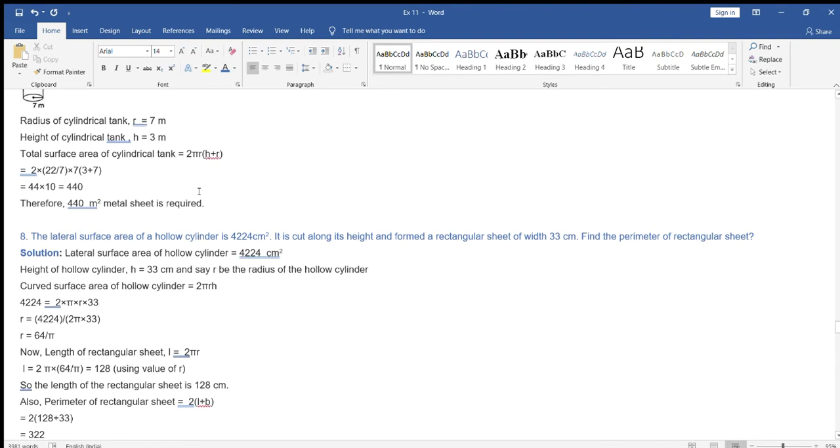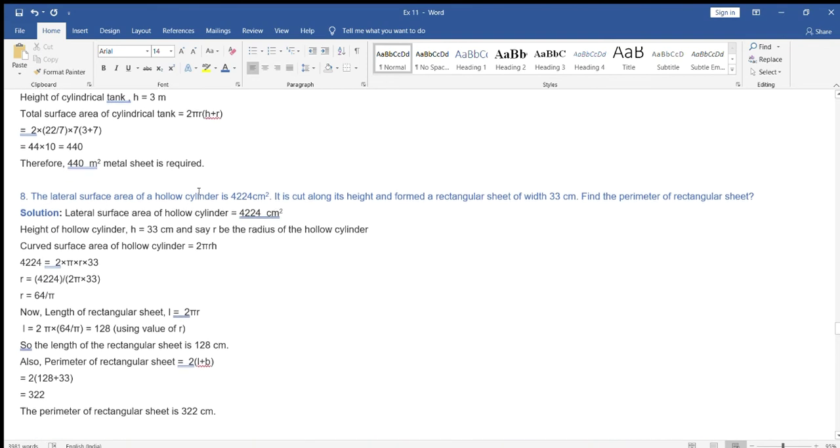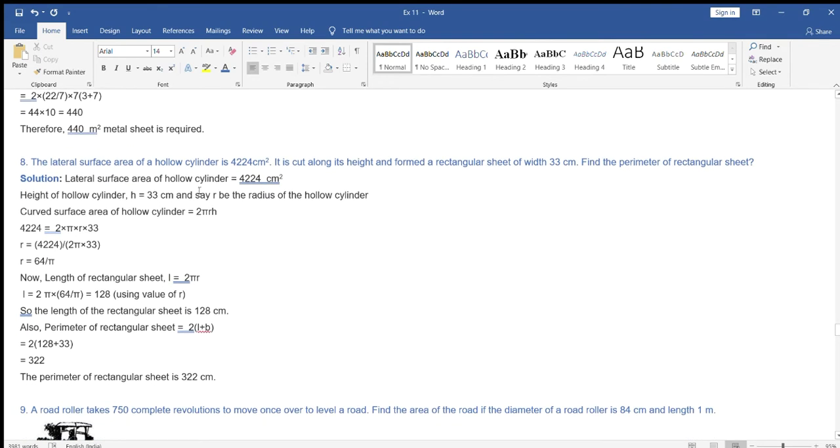Here our question number 8. What is question number 8? The lateral surface area of a hollow cylinder is given to us. Lateral surface area means curved surface area, that is 2 pi r h. We are not considering bottom and top. Now it is cut along its height, that is the L, and when it is cut, it forms a rectangular sheet of width 33.